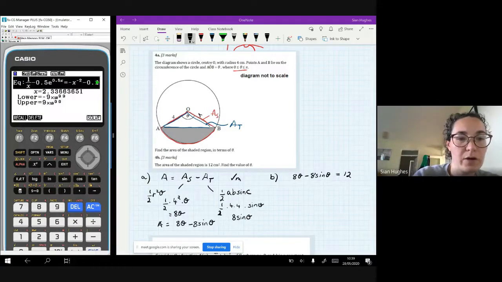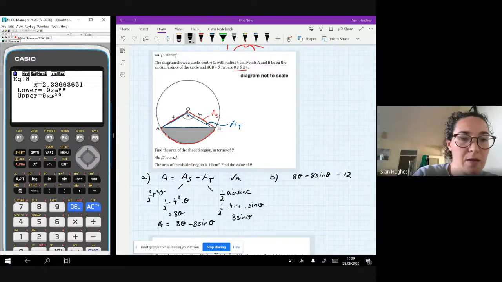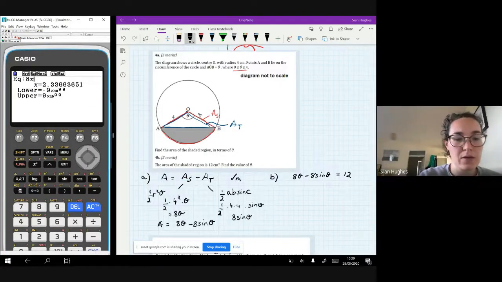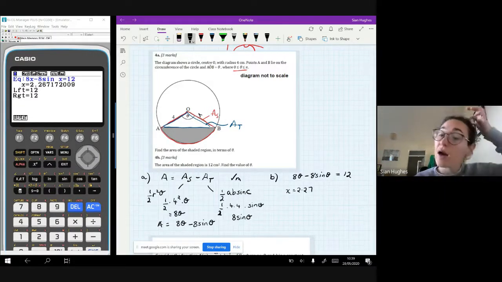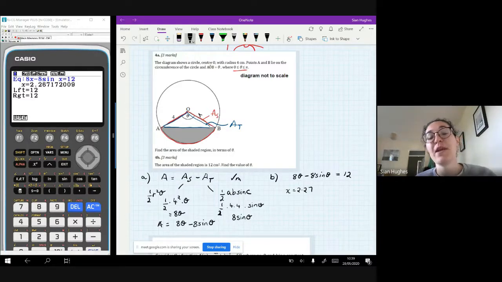So in Solver, we will type it in. 8, except we're going to use x's and not thetas. So 8x minus 8 sine x equals 12. I'll put 0 as a starting guess. Click solve, and there is our answer. x equals 2.27. Okay, and that was fairly straightforward if you've remembered that your calculator is there and you've made sure you're on radians and not degrees.